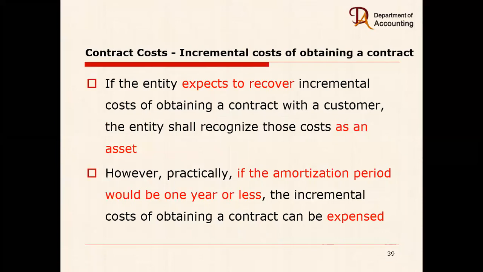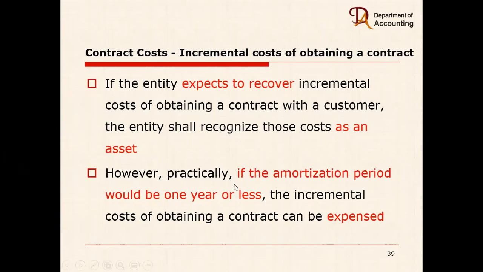It says that when it comes to the incremental cost, if the entity expects to recover the incremental cost of obtaining a contract with a customer, the entity shall recognize those costs as an asset. If you expect to recover that from the customer, say it's a commission or something, if you include that particular commission in the transaction price, that's what we call the recovery of the incremental cost. If you expect to recover it, then that incremental cost must be treated as an asset.